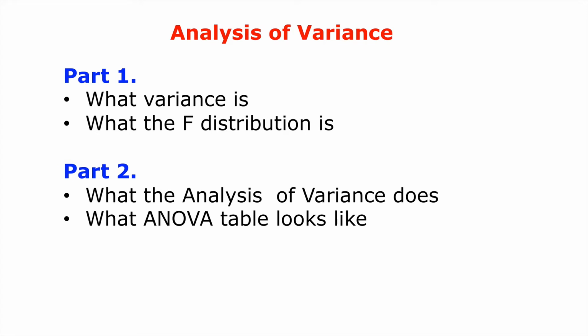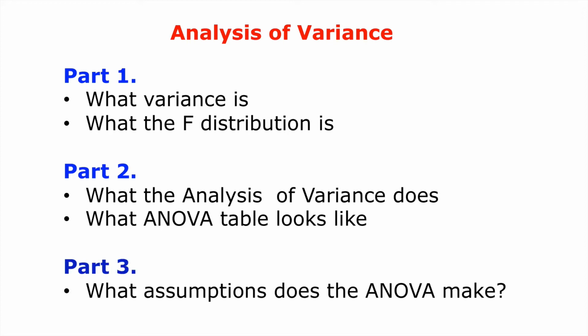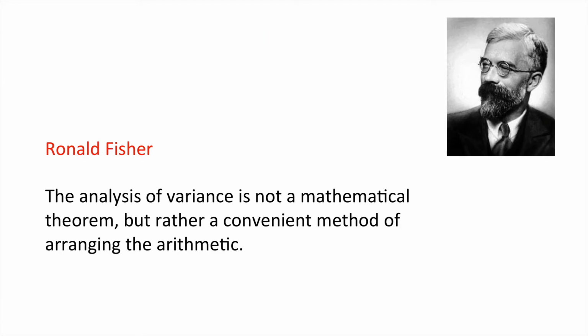What we'll do now is have a look at what the analysis of variance actually does when it interprets data, and we'll have a look at the major output of the analysis of variance, the so-called ANOVA table. And then finally, in the third part, we're going to be looking at the assumptions that the ANOVA makes.